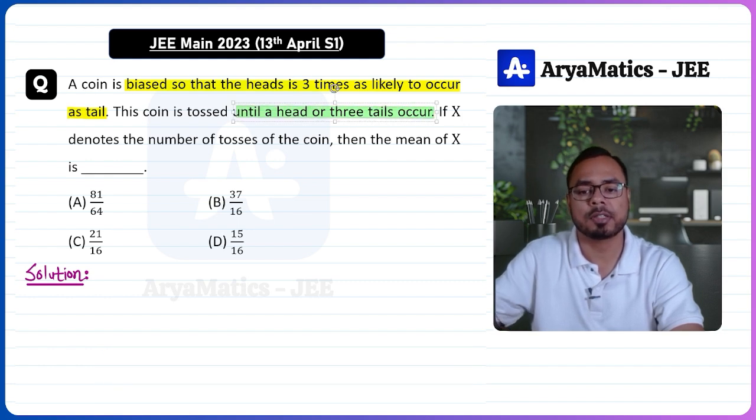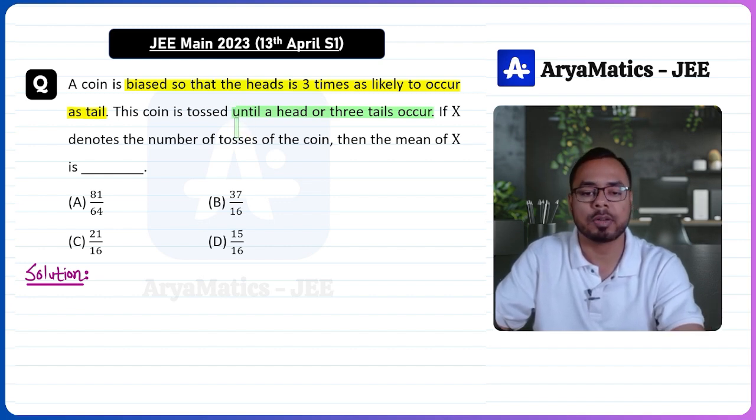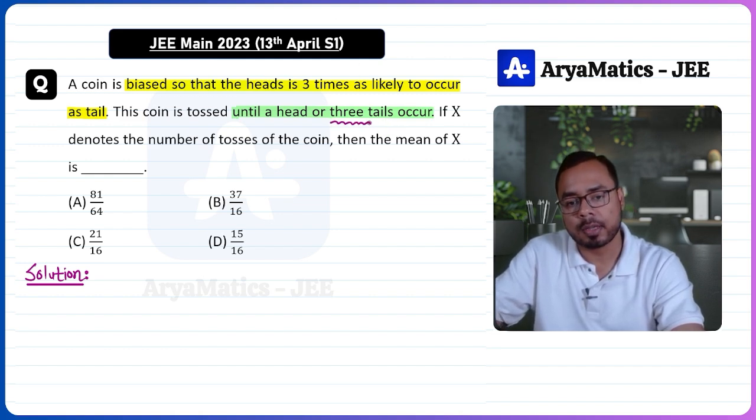So, for example, if the first toss has resulted in head, then we'll stop tossing the coin. But if the first toss is tail, again we'll toss the coin. If the second toss is head, again we'll stop tossing the coin. And if the second toss is tail, again we'll toss the coin, and there will be a maximum of 3 tosses.